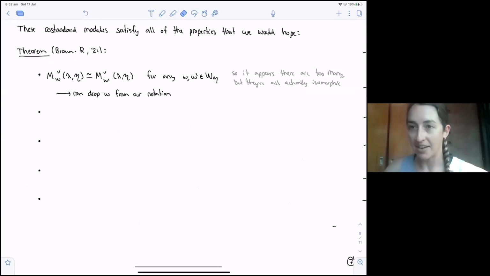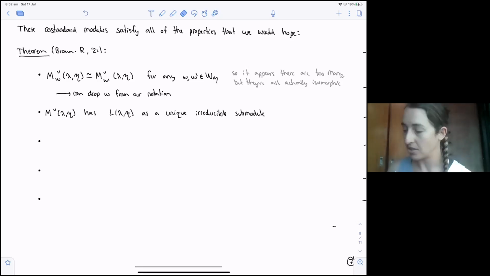The first is that by the construction, I've just constructed for you a whole bunch of different costandard objects, one for every element of this Weyl group. But it turns out that if we choose two different elements, they're isomorphic as modules. And so it seems like we built a bunch, but they're all isomorphic. And so we can just choose W to be the identity if we'd like. And then we can drop it from our notation entirely and say that we have, up to isomorphism, a unique costandard object corresponding to these parameters.